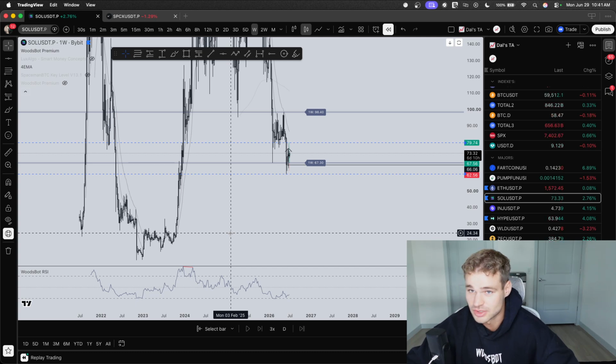But yeah, guys, that was a good stream. Basically how I start my morning day, how I form a bias. We gave an example of how the indicator has been working around support and resistance levels and what I do day-to-day to form a bias with the Woodsbot indicator.